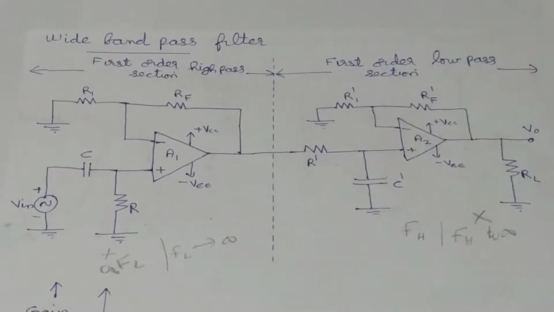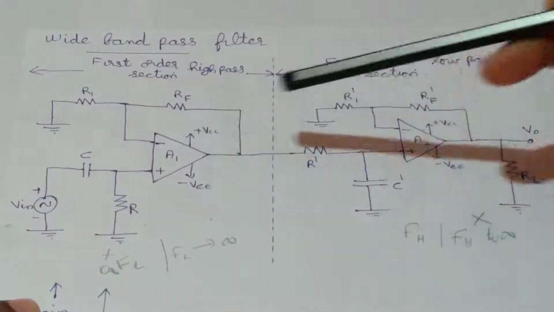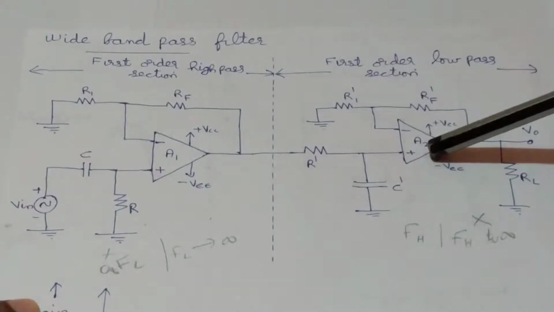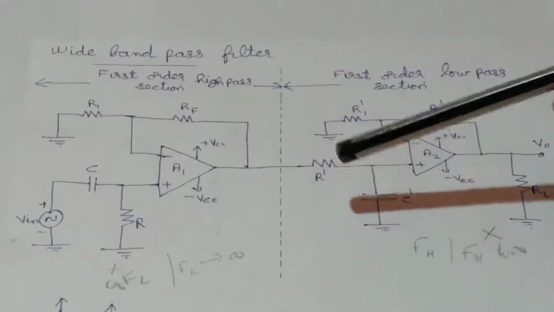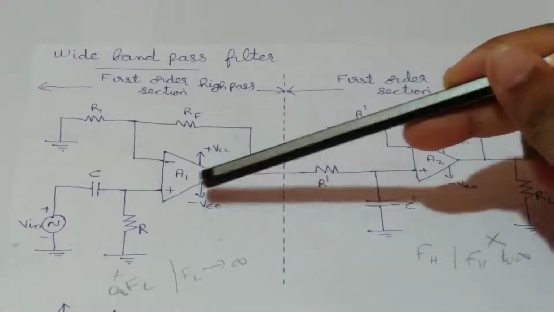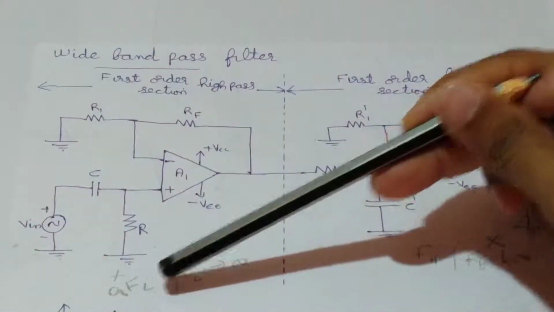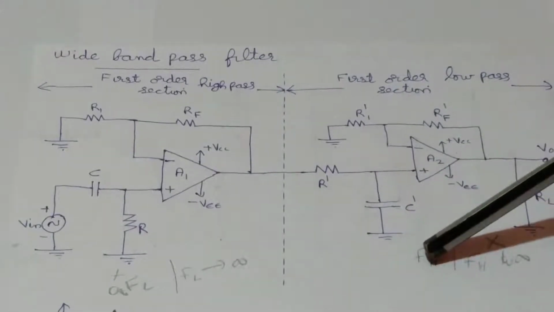When we consider the design of this wide bandpass filter, we need to design this first order high pass filter and this first order low pass filter sections separately. These FL and FH values will be given, and we need to design this first order high pass filter for that given FL value, and this first order low pass filter for that given FH value.